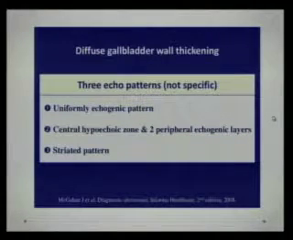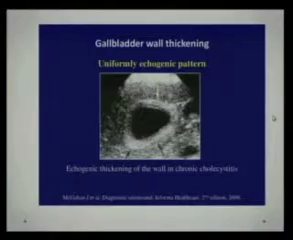Let's talk about diffuse gallbladder wall thickening. We have three echo patterns that we need to identify for diffuse gallbladder wall thickening. One is uniformly echogenic, two is a central hypoechoic zone and two peripheral echogenic layers, and number three is a stratified pattern. Let's look at each of these.